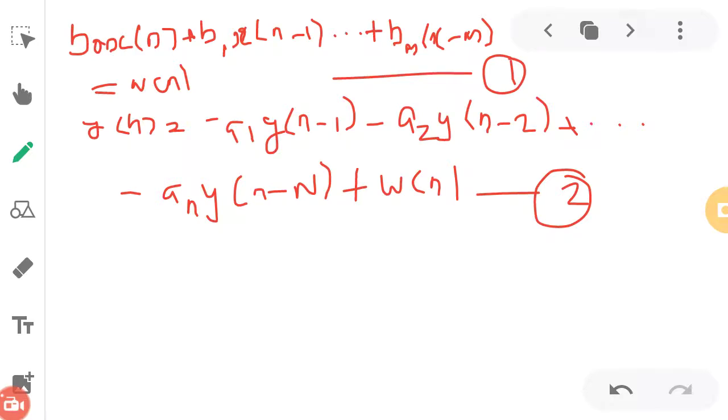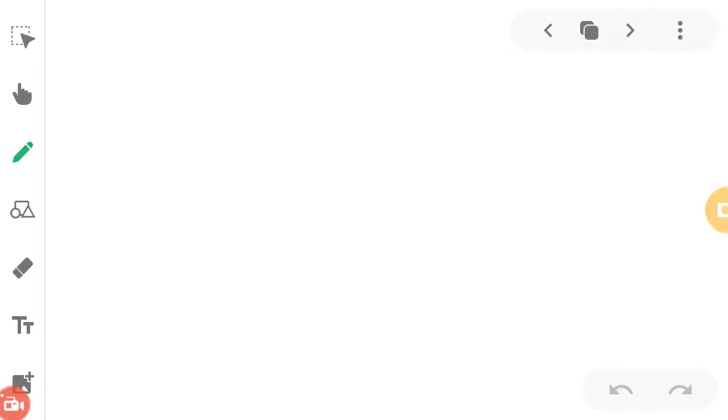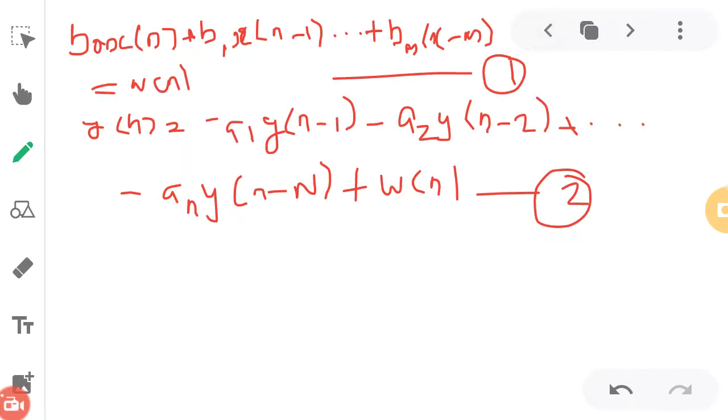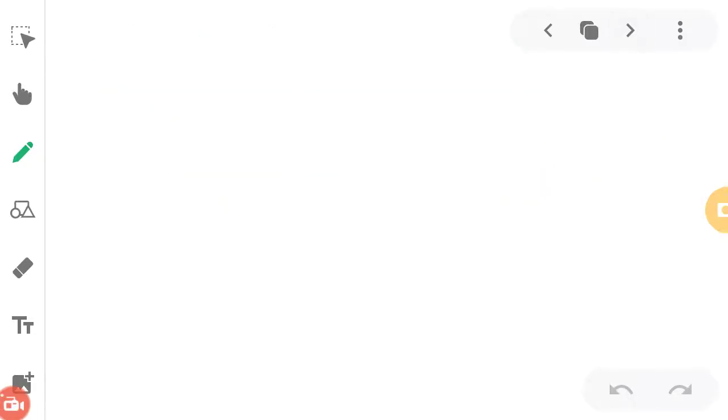For that, first we have to draw w of n. What is the equation of w of n? b0 into x of n plus b1 into x of n minus 1, etc., up to bm into x of n minus M, which we are taking as w of n. Then how will we draw it?